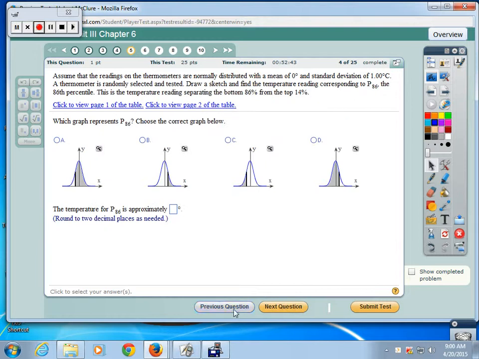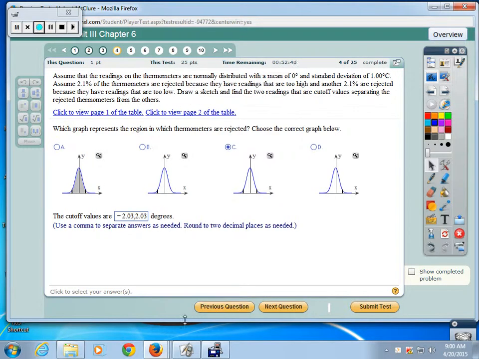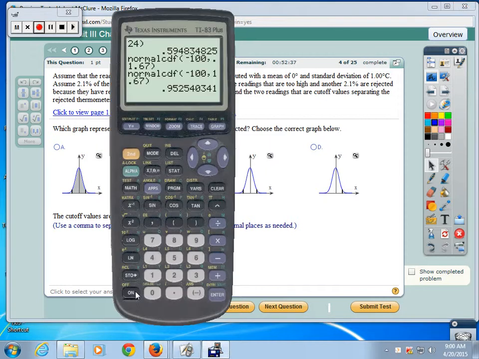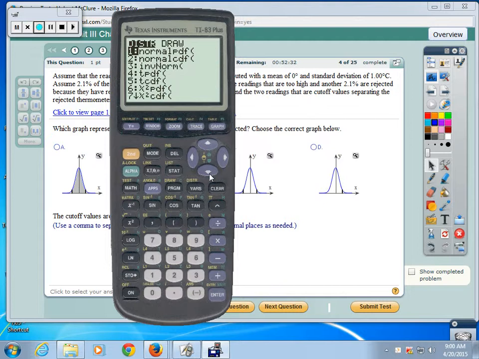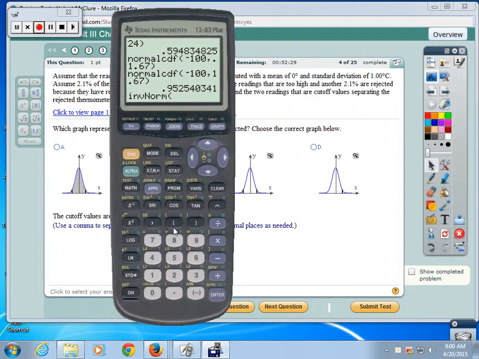Now you could also do that on the calculator, right? What do you do? Second, DISTR, inverse norm, Hubert. That's right, class. Inverse norm of .0210, close parentheses, and inverse norm again, and put the other one, 0.979.